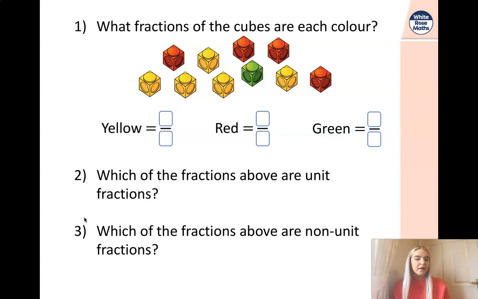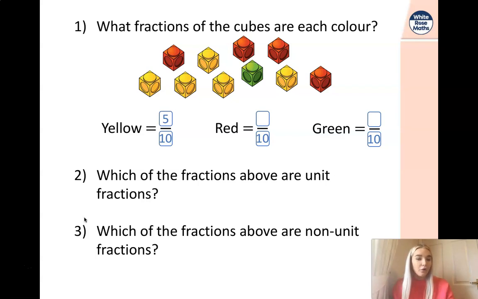Okay, well, first of all, we can work out our denominator by working out how many cubes we have altogether. And if we count the cubes, we will notice we have got 10 cubes altogether. So the denominator for each of my fractions for the coloured cubes is going to be 10. And I can count my yellow cubes and work out I have got 5 yellow cubes. So 5 of the 10 cubes are yellow. Or 5 out of the 10 cubes are yellow.